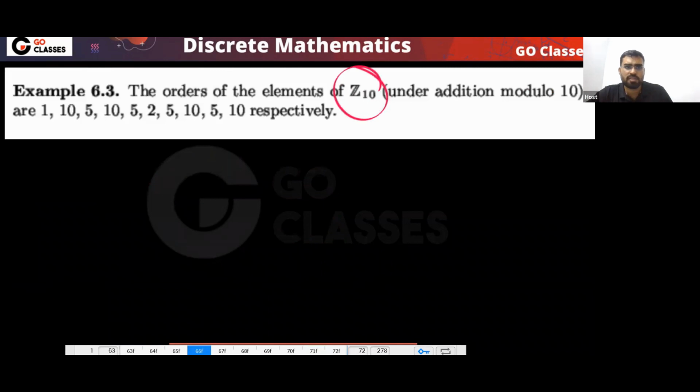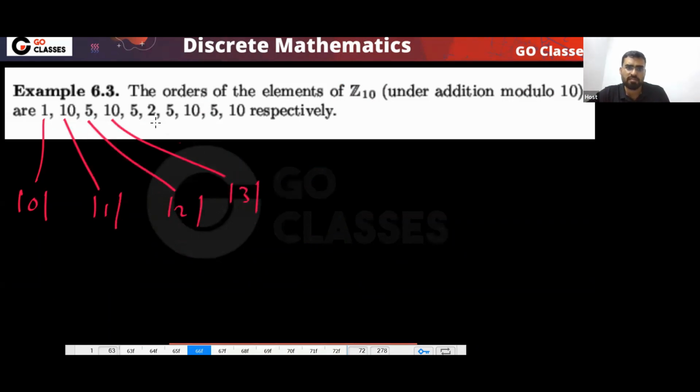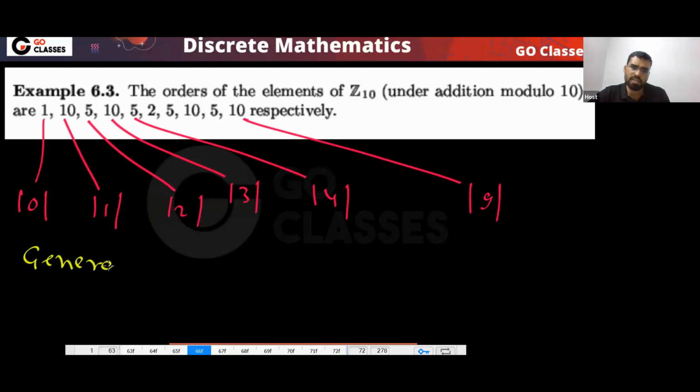So this is the question. The question is asking about the order of elements. You can just check it out. The order of elements means this is the order of 0, this is the order of 1, this is the order of 2, this is the order of 3, this is the order of 4, like this, up to the order of 9. So tell me, who are the generators?